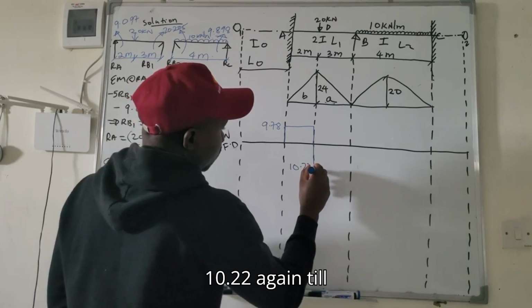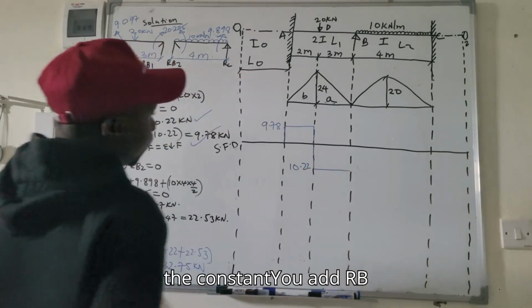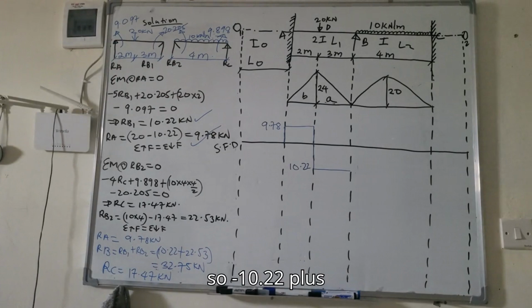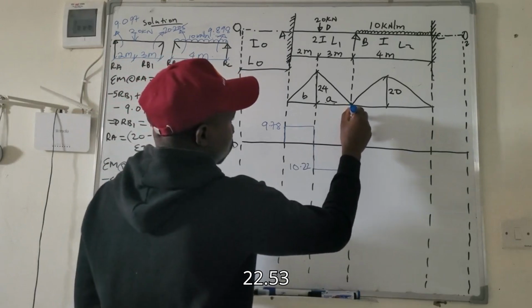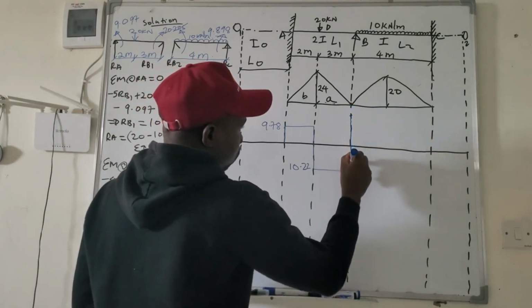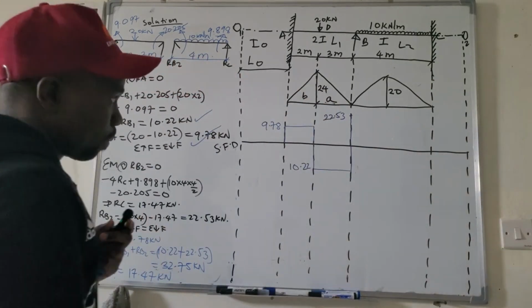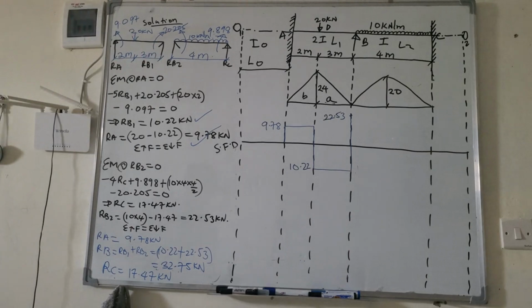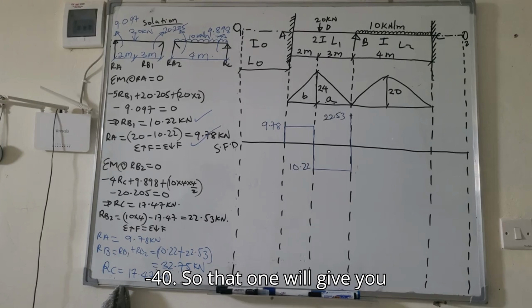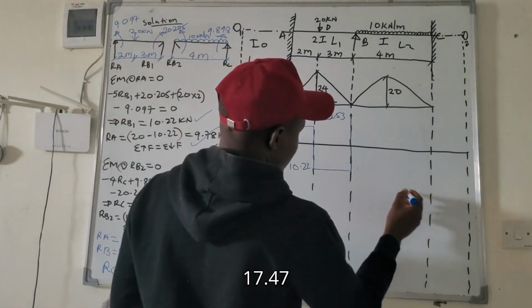Negative 10.22, again, it will be constant. You add RB, so negative 10.22 plus 32.75 will give you 22.53. Then 22.53 minus 40 will give you negative 17.47.